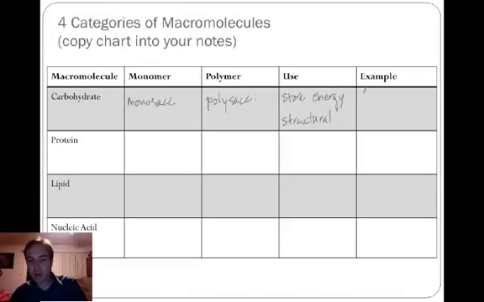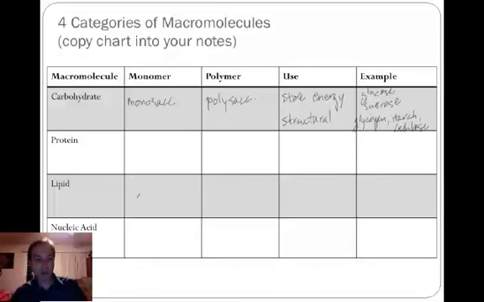Examples: if we're talking monosaccharide, the monomer, it could be glucose. If we're talking disaccharide, it would be sucrose. And then remember there are 3 polysaccharides that you need to know. They are glycogen, starch, and cellulose.